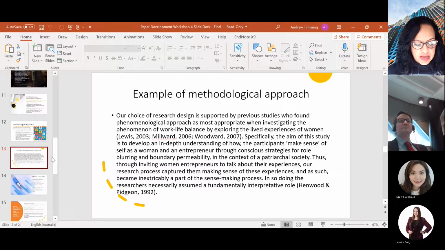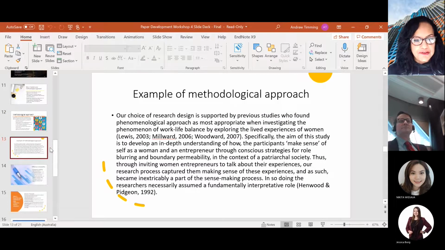Thanks, Andrew. And I took the liberty of taking an extract of one of my own papers. I feel safe that way. So I'm just going to share it a little bit. The way the methodological approach was explained in one of my papers is: our choice of research design is supported by previous studies who found phenomenological approach as most appropriate when investigating the phenomena of work-life balance by exploring the lived experience of women. And then I put some references there.